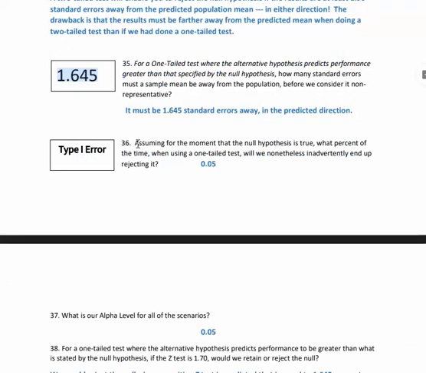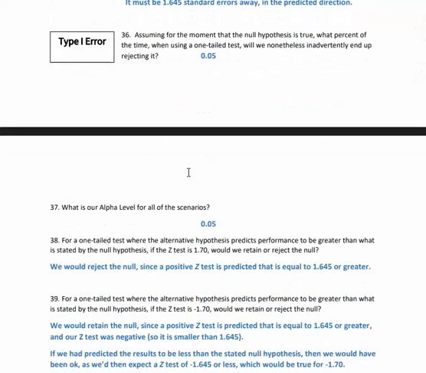36. Assuming for the moment that the null hypothesis is true, what percent of the time, when using a one-tailed test, will we nonetheless inadvertently end up rejecting it? 0.05, right? Because our alpha level is always set to 0.05, so there's always a 0.05 chance that we might incorrectly reject the null hypothesis when it's true. What is our alpha level for all the scenarios? As mentioned, it's always set to 0.05. That's kind of like our industry standard.